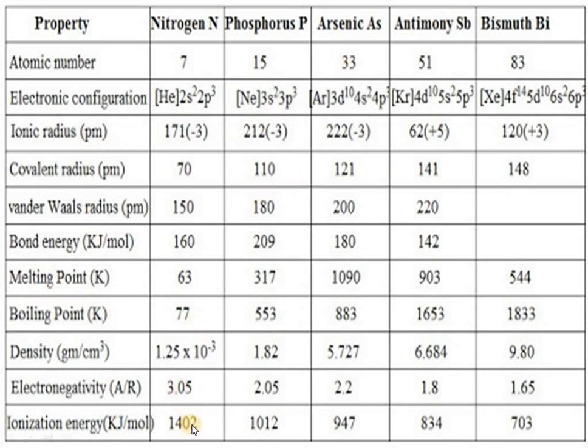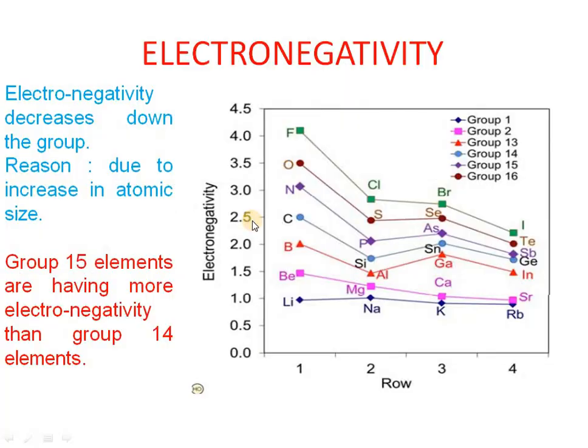1402 and down it is decreasing. This is the point to understand. Similarly, electronegativity also has a decreasing trend. Okay, and these are the properties we have discussed in detail already. So now let's come to the electronegativity.